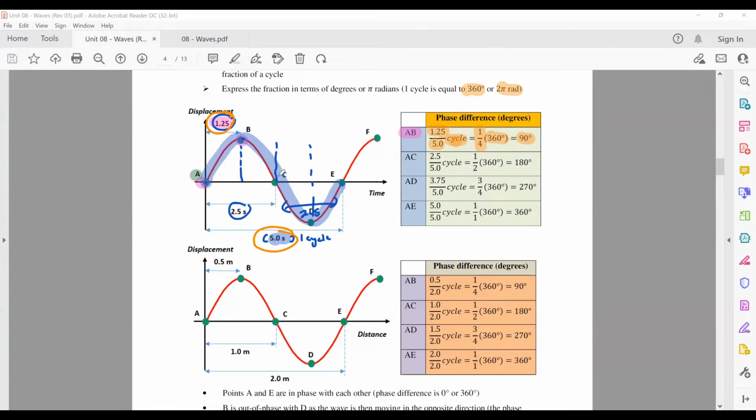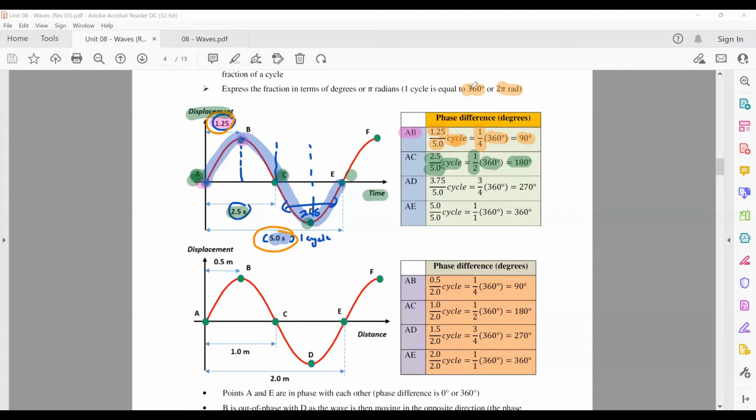A with C. If you're talking about phase difference between A and C, the difference between those 2 points is 2.5 seconds. Compared with respect to one cycle is over 5. This is already the fraction of the cycle. So I want to convert it to degrees. I multiply with 360, I get 180. Okay, so you can do the same for A with D or A with E. The way to get the phase difference is still the same. All right, so this one is for displacement time.